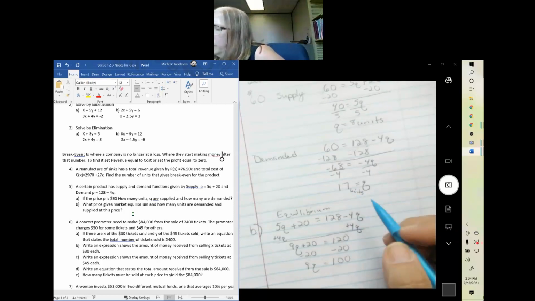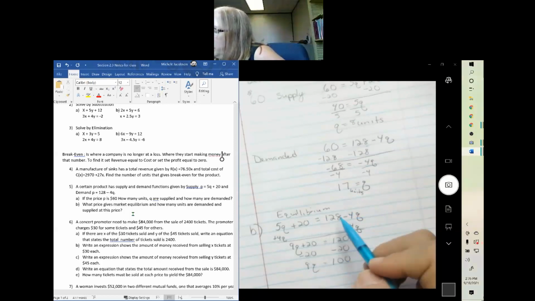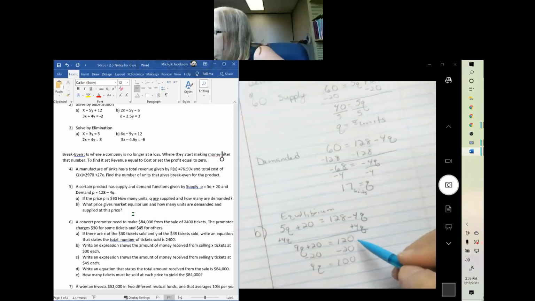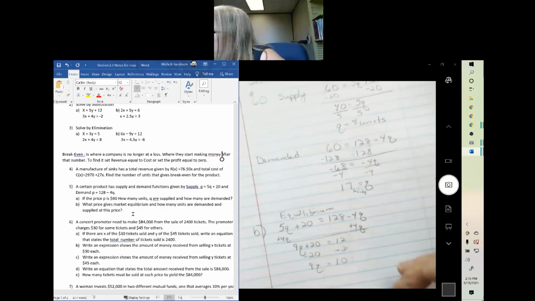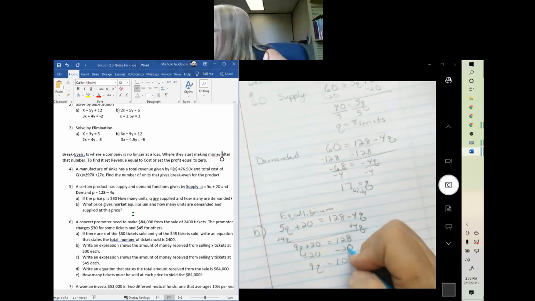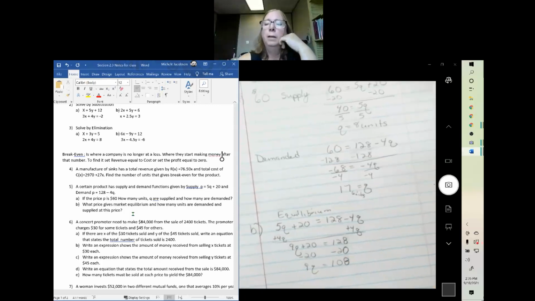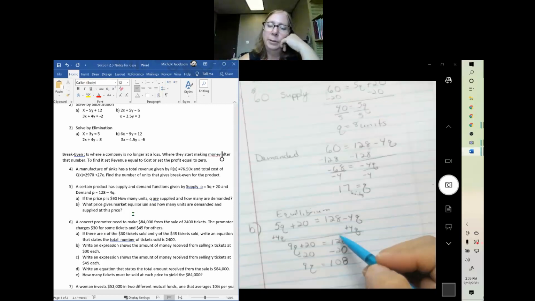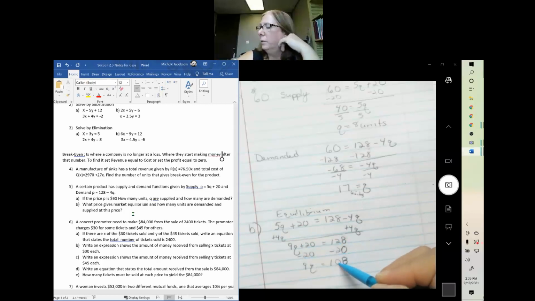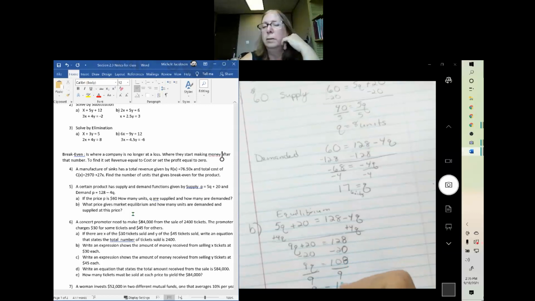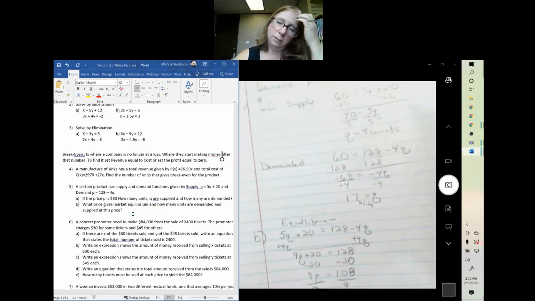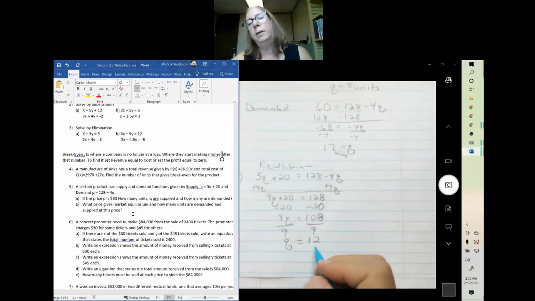Wait, it should work out. Did I do something wrong? 5Q plus 20, 128 minus 4Q. Add that over. Oh, I lost the 8. When I brought this down, I put a 0. There we go. So I brought the 128 down, then we subtracted the 20 and got 108, which is divisible by 9. 1, 2, 12. So our quantity is 12.